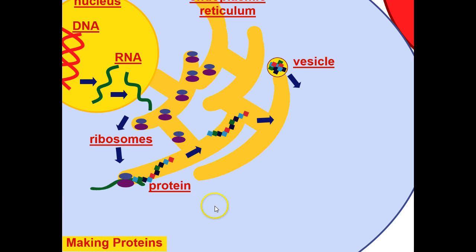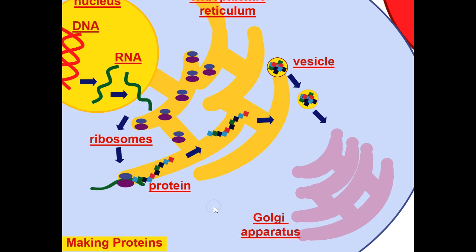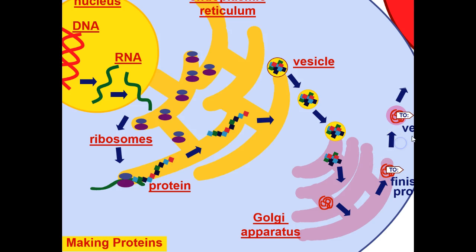onto the Golgi apparatus. We've got to form a vesicle around it first, and the Golgi will help finish this protein. There, that's looking better. And we'll form a vesicle around it, pinching off into a vesicle, and probably transport it here to the bloodstream, where it will go off to where it's needed.